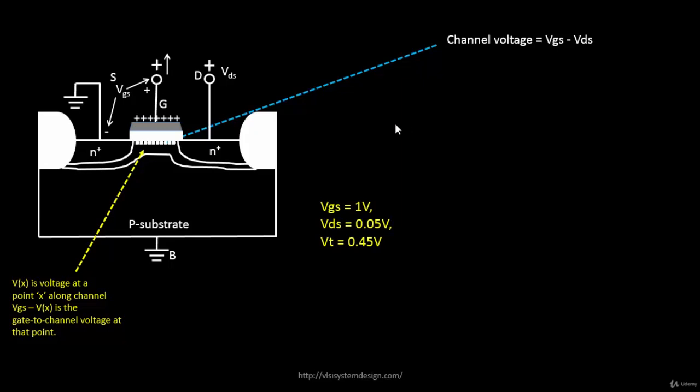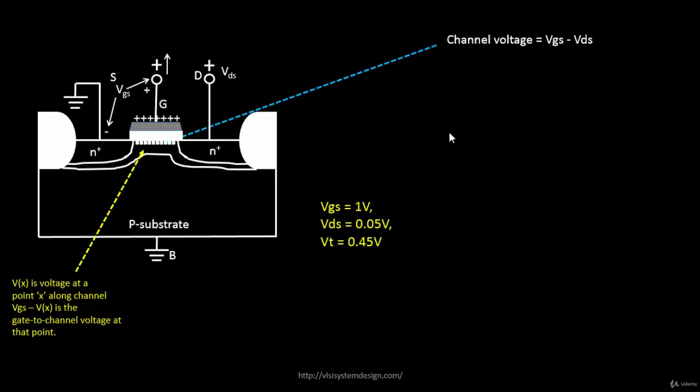Under this condition, your VGS is 1 volt, your VDS is 0.05 volts, your VT is 0.45, so your channel voltage will be 1 volt minus 0.05 volts, which is 0.95 volts, in this particular state. Now we'll increase the drain to source voltage gradually and see what exactly happens.